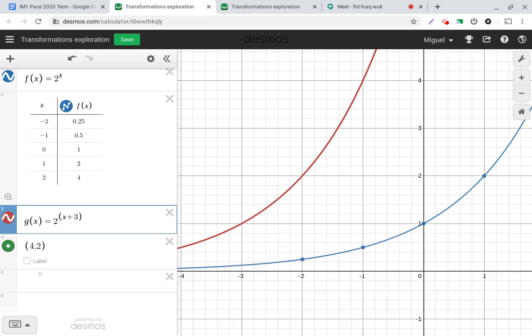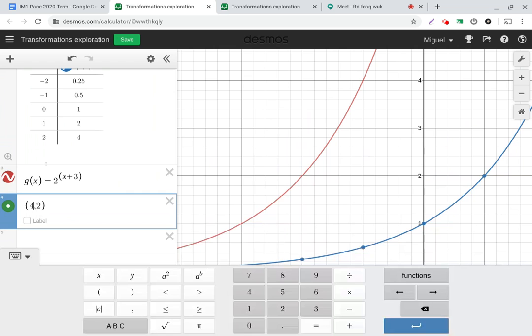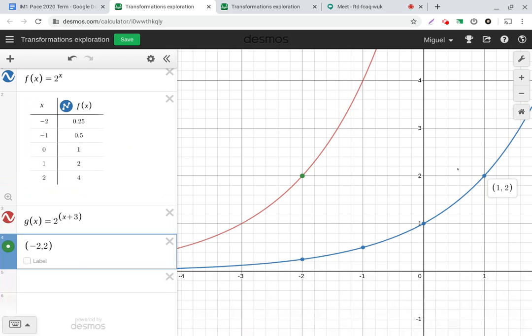Do you like backwards math or not backwards math? This is kind of backwards, isn't it? See that? So the y is still 2, right? The y is still 2, and this y is still 2, but the x is different.